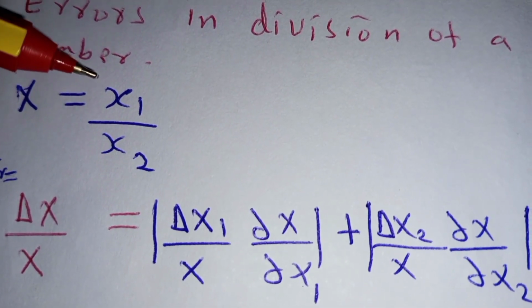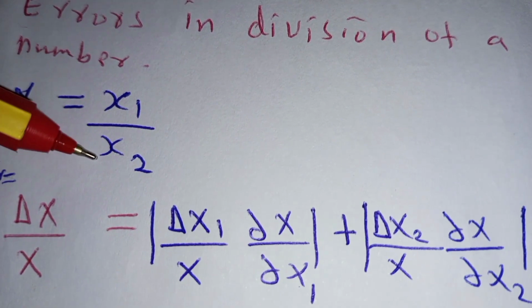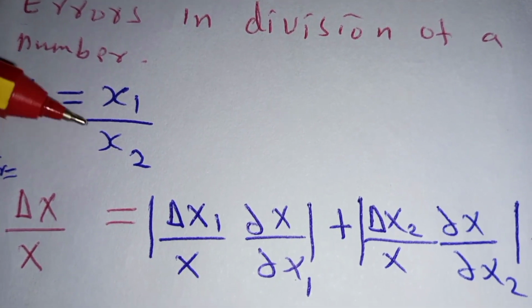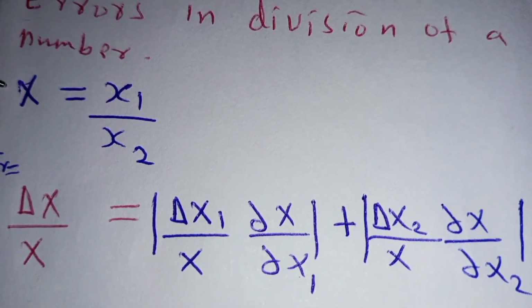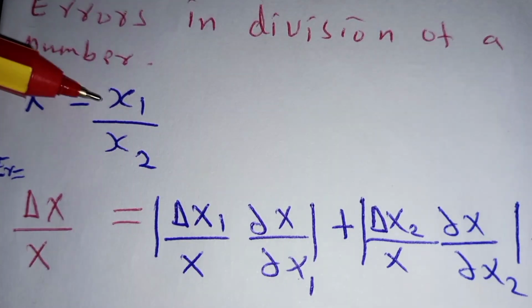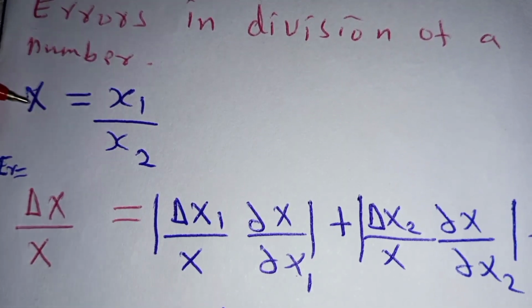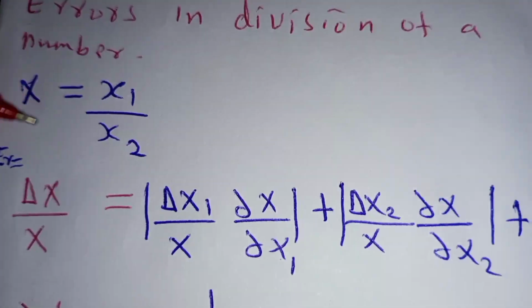We are letting our numbers be x1 and x2, where x1 and x2 are real numbers. Now we are letting capital X be equal to x1 divided by x2. So how do you obtain error when you are dividing two numbers?